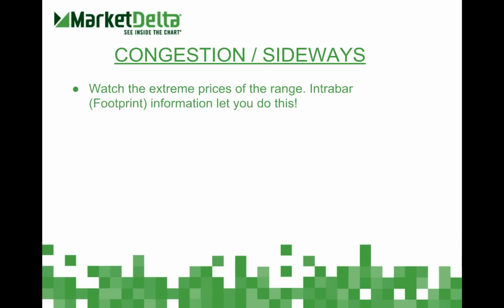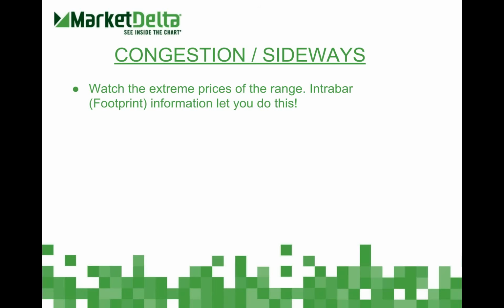You want to watch the extreme prices of the range. The intrabar information provided by the footprint lets you do this. Of course, if you don't have a footprint chart, you can't watch the extreme prices. You don't know where the big volume is or the light volume or what the imbalance is. With the footprint, you can watch that, and that's telling information, especially when the market's rotating.